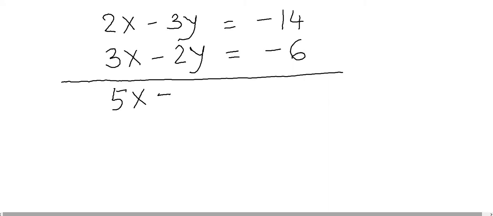Minus stays a minus because you are adding minus 3y minus 2y, that is minus 5y, equals, and then you are adding minus 14 minus 6, that is minus 20. Alright, so you see now we have something from which we can find out x minus y without having to solve for x first, then y, and then subtracting the two.